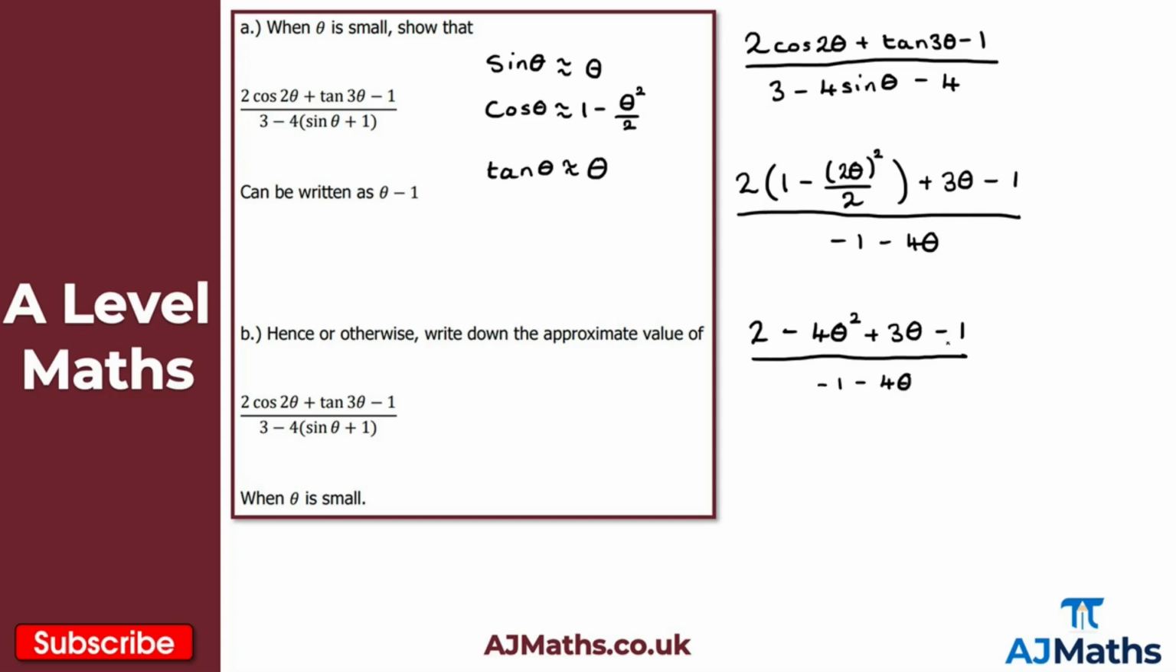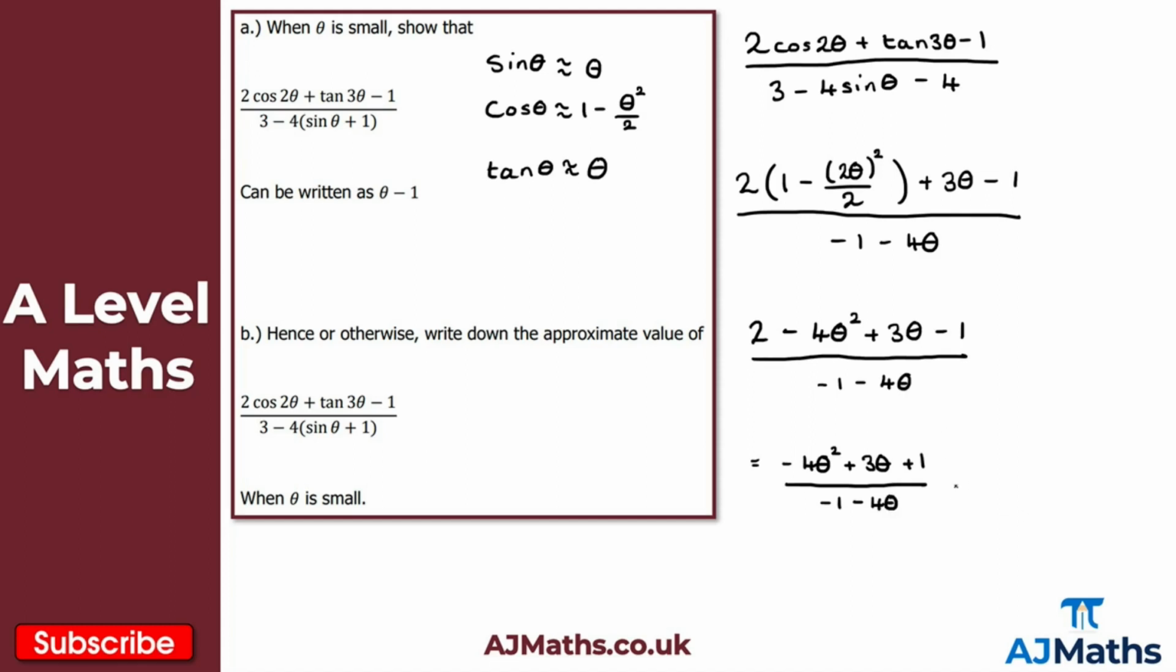If we simplify the numerator one more time, obviously you could have skipped this step and gone straight to the simplified form, but I'm going to get 2 minus 1, that would be simply 1. We get minus 4 theta squared plus 3 theta, and then 2 minus 1 giving us 1. And that's all over minus 1 minus 4 theta.